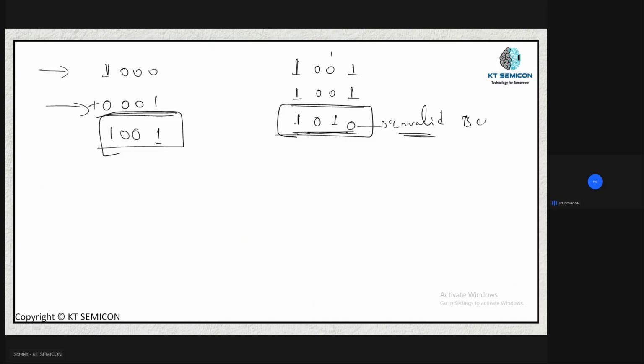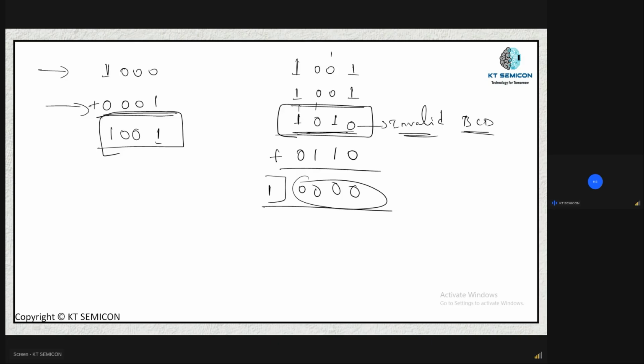Now, what do we do if we get an invalid code? We add 0110, that is, we add 6 to the invalid BCD code to make it a valid BCD code. So our answer will be 0 with 110 giving 1, 110 giving 1, and 110 giving 1. And if we get any carry, we are going to discard it. So this is how we perform BCD addition between two BCD numbers. And remember, if we get any invalid code, we just add +6 to make that particular code a valid code.